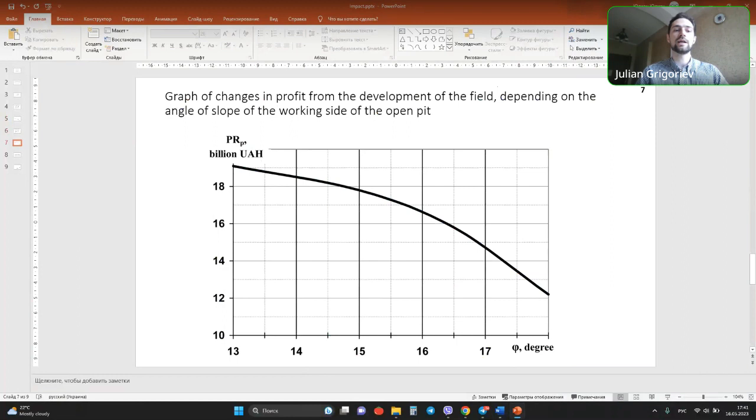Slide 7 shows the influence of the slope angle of the working side of the open pit on the reduced profit from the development of the deposit when the standard of reserves ready for excavation is provided in the open pit. It can be seen from the graph that an increase in the slope angle of the working side significantly reduces the economic efficiency of field development. This is explained by the fact that the operation of open pit with a large slope angle of the working side entails a decrease in productivity not only for waste rocks but also for ore, which reduces the present value of marketable products due to an increase in the development period of the deposit.